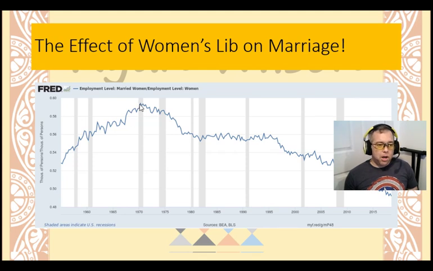So the problem is that now you have the 70s, and now look at this. All the way down. Look at that trend line. Now we're below 50%. We're between 48% and 50% of women in the workplace being married.